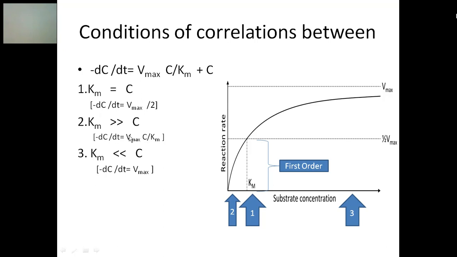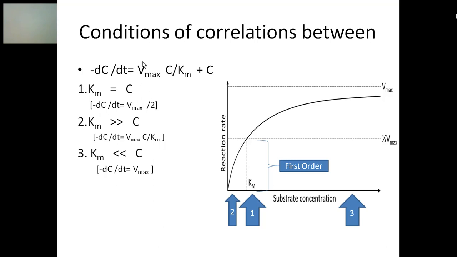It's very clear. At this point, when your concentration equals Km, the rate is Vmax by 2, so it is a constant term. Rate equals constant means it's zero order. So at this point, when Km equals C, starting over here, this point is the initiation of the zero order kinetic process, which can be further justified by the other part.